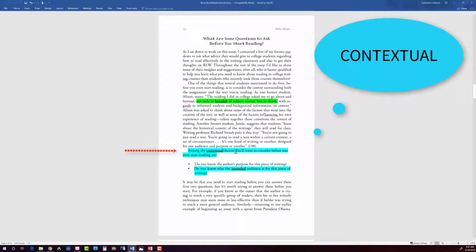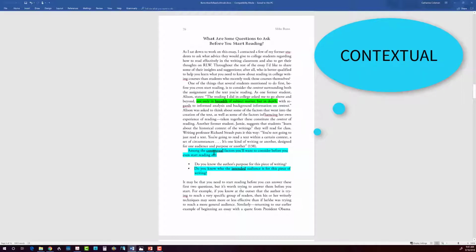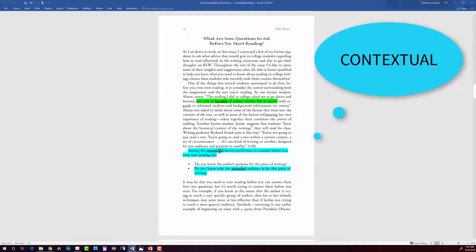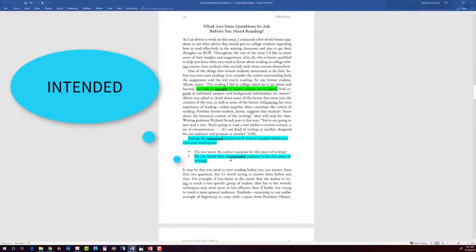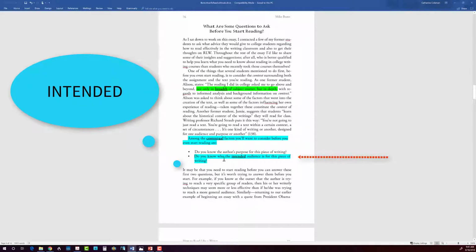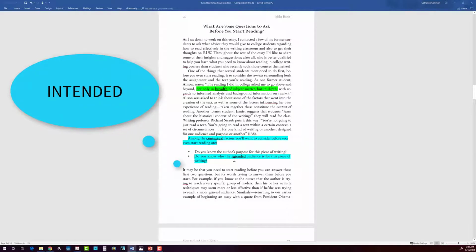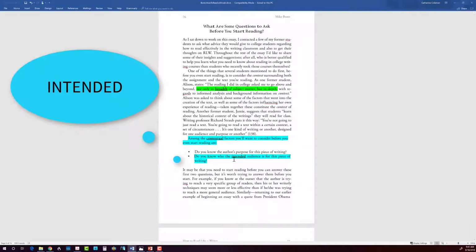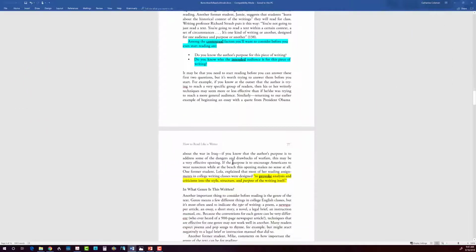Among the contextual factors you'll want to consider before you even start reading are... Context is one of the forms, and we see it's an adjective because of the -ual here. We have intended. Here, intended is used as an adjective. Do you know who the intended audience is for this piece of writing? But intend also has other parts of speech. So notice we're using it as an adjective, but it's not the same kind of adjective as some of the other adjectives. So make sure that you consider the other parts of speech as well.